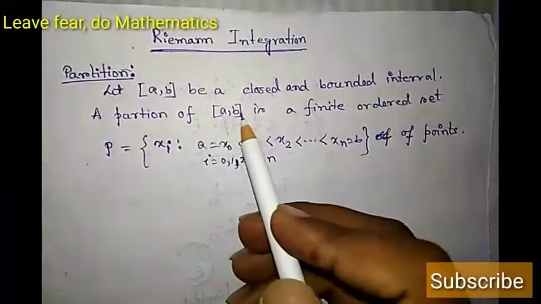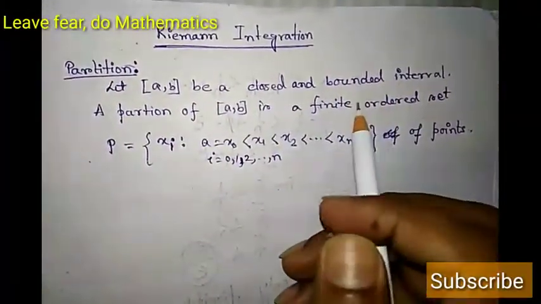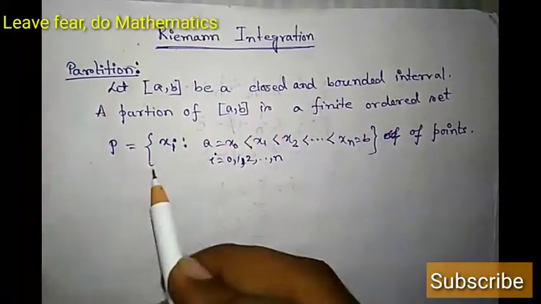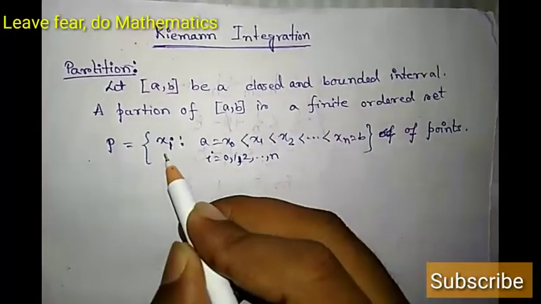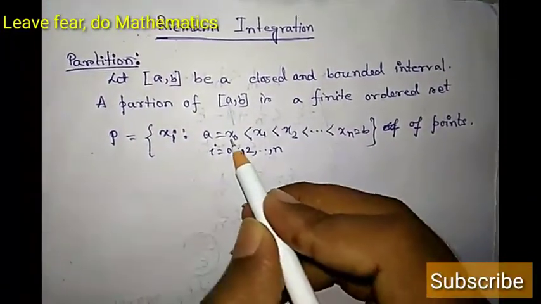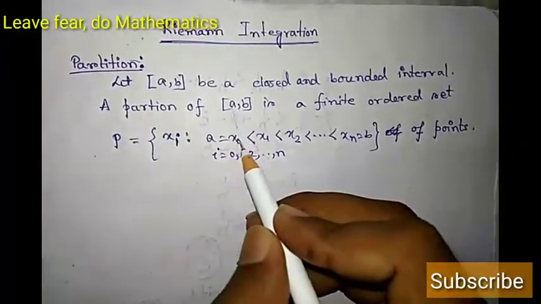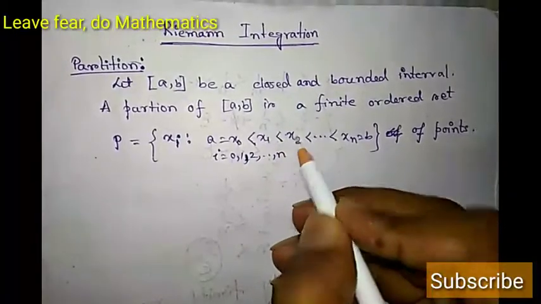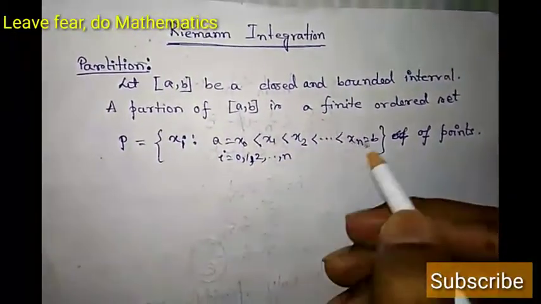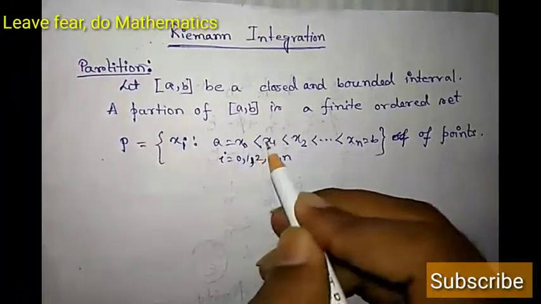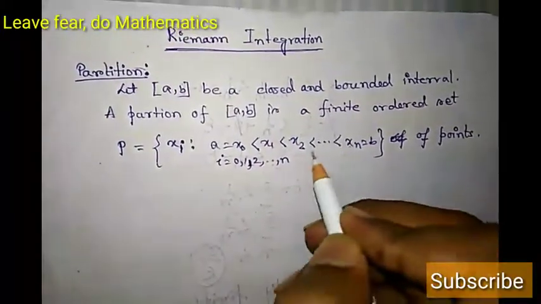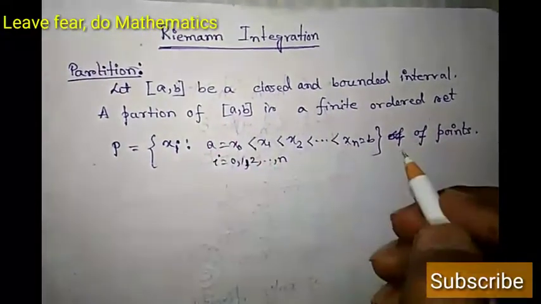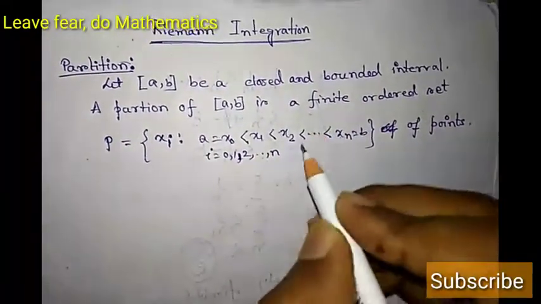Let the closed interval AB be a closed and bounded interval. A partition of the closed interval AB is a finite ordered set of the type xi, where the starting point A is denoted x0, then x1 is strictly greater than x0 and x2 is strictly greater than x1, and so on. xn is the endpoint B. So the set of these n plus 1 points x0, x1, x2, up to xn is a partition of the closed interval AB. Now let us understand by examples.